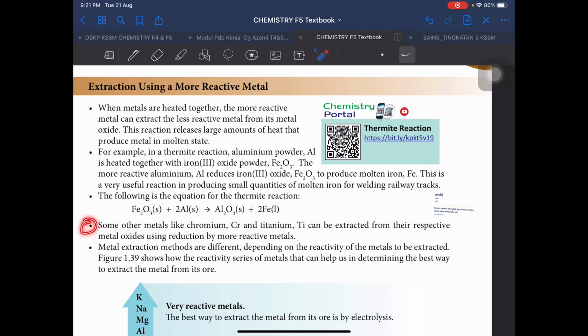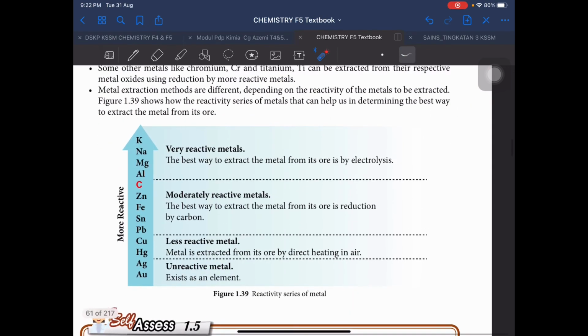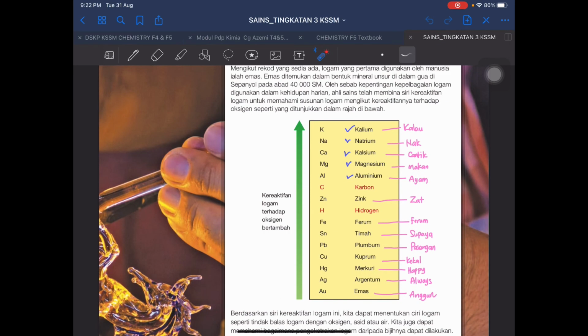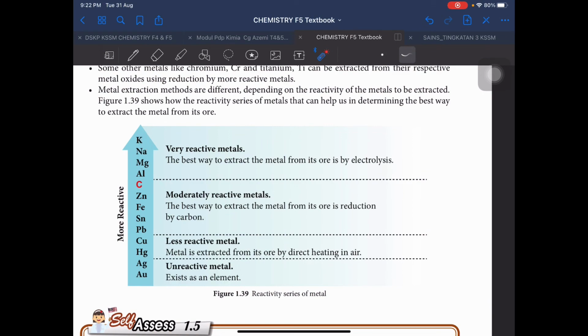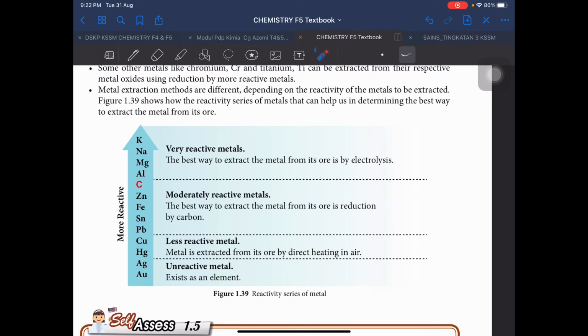Okay, let us look at the point again. Some other metals like chromium, titanium can be extracted from their respective metal oxides using reduction by more reactive metal. Chromium, titanium boleh diekstrak dengan menggunakan logam yang lebih reaktif. So let us look at the reactivity series of metal. This one is more or less the same like your Form 3 textbook. Okay, so kalau nak cantik, it's different from your Form 3 textbook. So look at the position over here. Look at the series here.